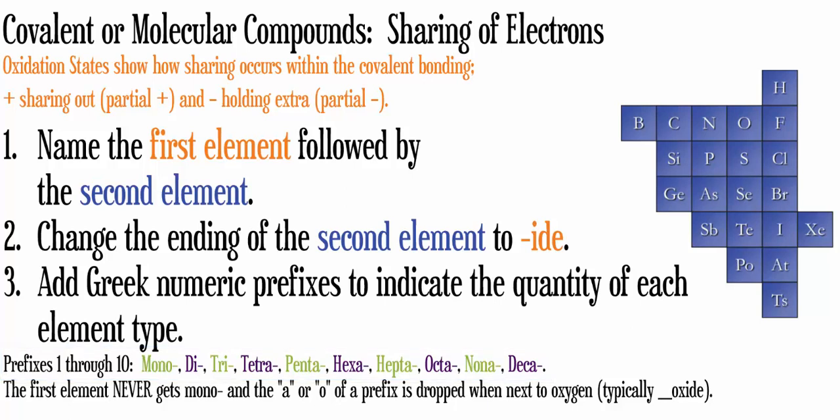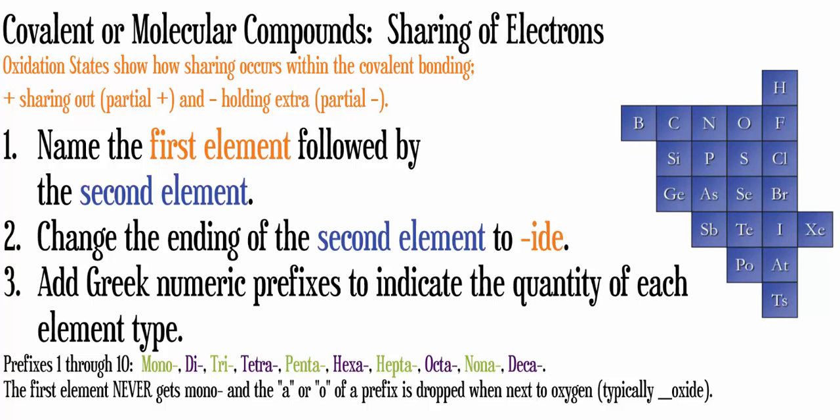The first element never gets mono, and the A or O of a prefix is dropped when next to oxygen, typically prefix oxide. Now, if you follow IUPAC rules, we can leave the A or the O from the prefix, but when we say it, it is often dropped.